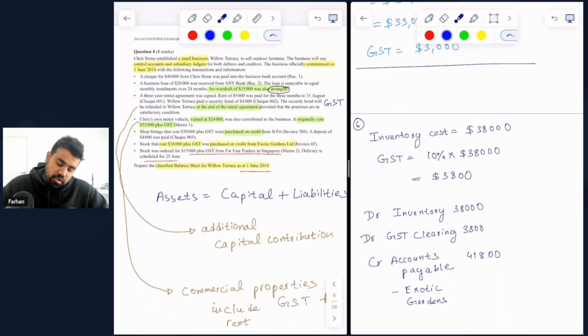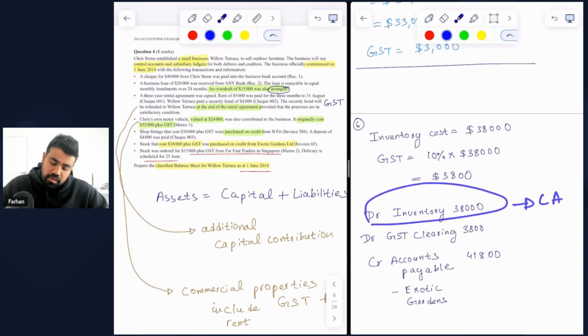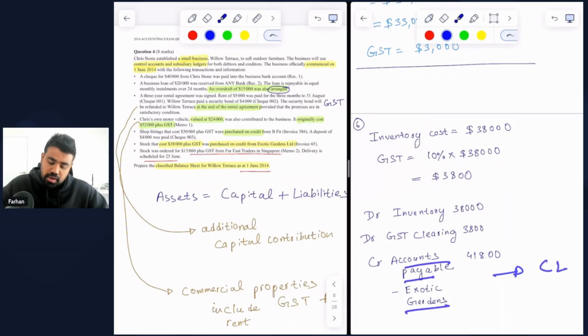So this is going to the current assets section. This is also going to current assets section at the moment because we're debiting GST clearing. This is an asset for the business because the business has paid GST, which it can claim and offset against GST collected. And then we're also increasing the current liabilities for accounts payable to Exotic Gardens of 41,800.